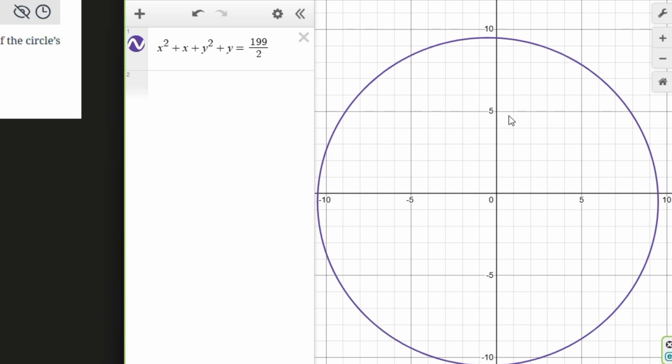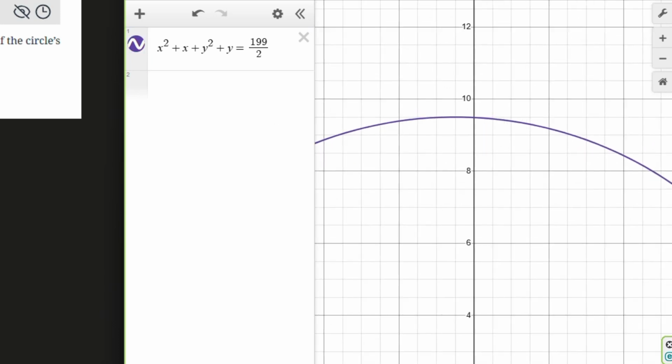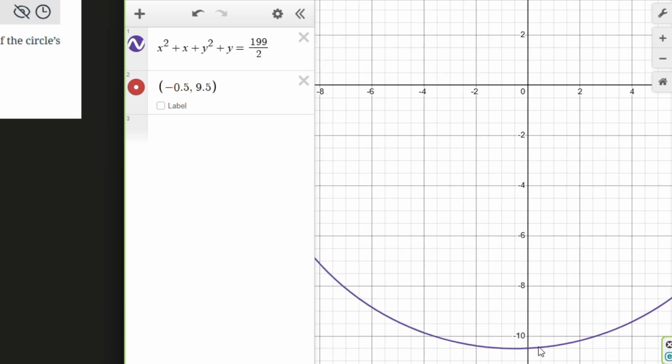You have to look for the highest and the lowest value of your circle. In this case, please don't trick yourself with the intersection point. For you, the highest value will be this part, and the lowest value will be this part right here.